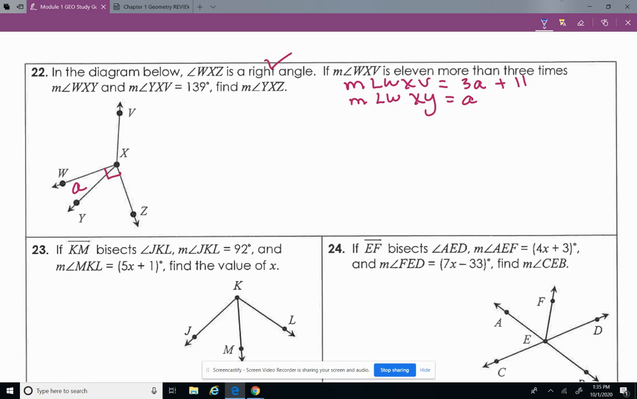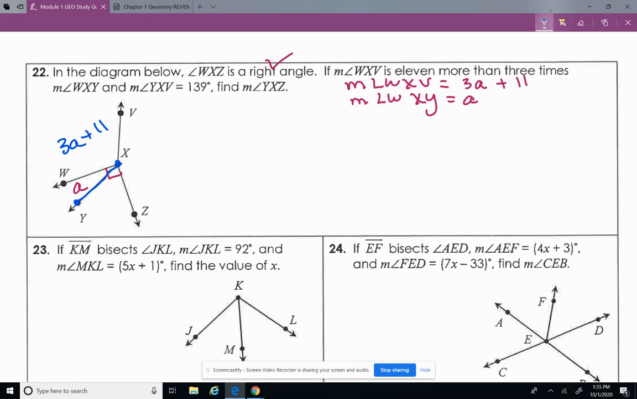So WXV, I'm going to go ahead and put that this is 3A plus 11. Now I'm going to talk about this part. The measure of YXV, that's that whole angle right there, is 139 degrees. Okay, so let's start with what we know. This whole thing here is 139 degrees.